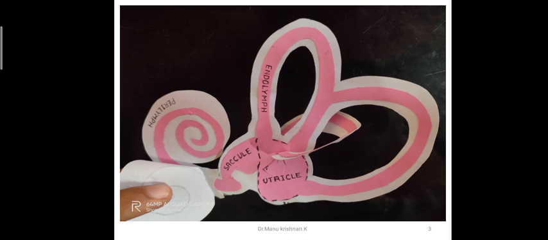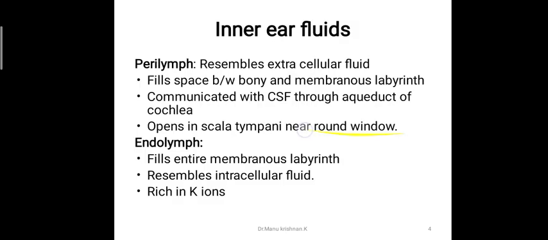And there are two fluids present within this. First we will discuss the fluid that is present between the membranous labyrinth and the bony labyrinth. This white colored area is filled by a fluid called perilymph, while this pink colored area, that is the inside of the membranous labyrinth, is filled by endolymph. So let's discuss them in detail.